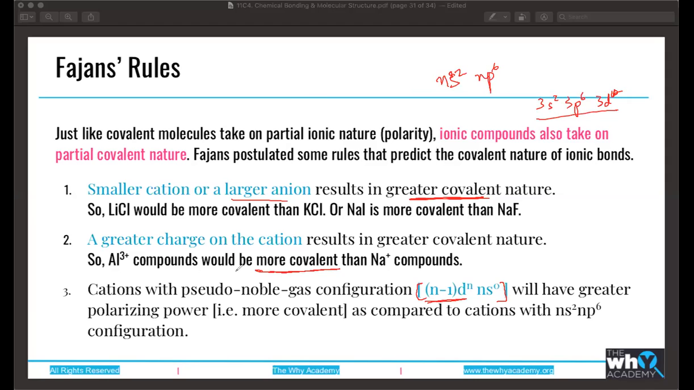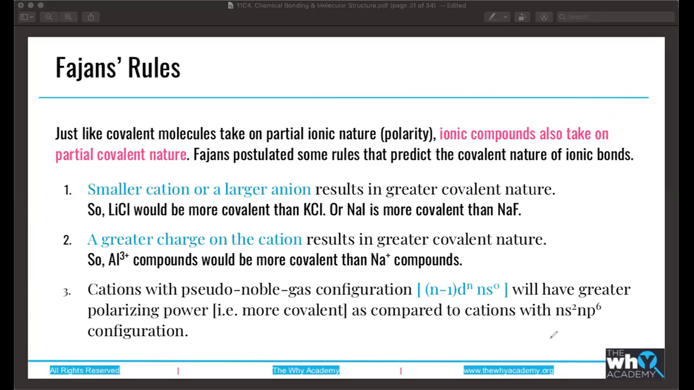So that's what it's doing to the ionic bond, right? It's polarizing the ionic bond, so it's not maintaining that clean separation of charge. So basically it gets more covalent nature as compared to cations with a proper noble gas configuration. So d block elements will have more covalent nature as compared to your s block elements.